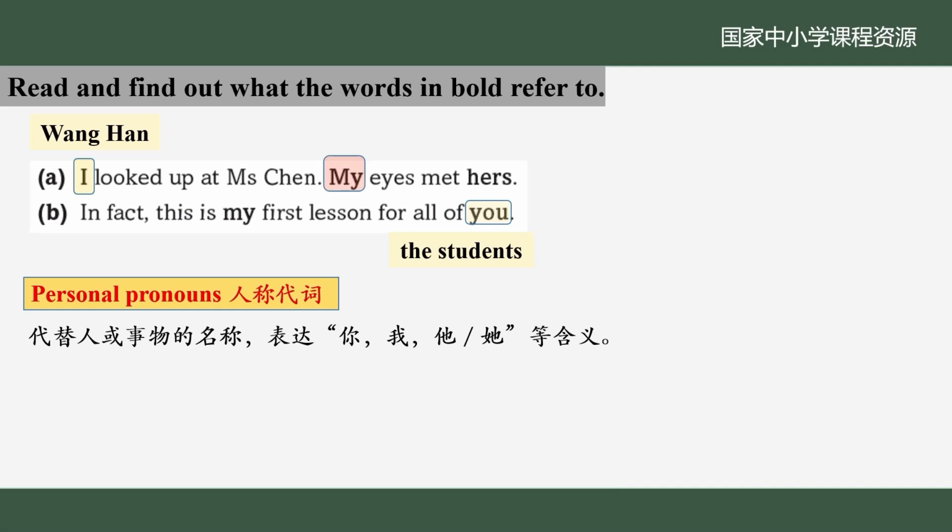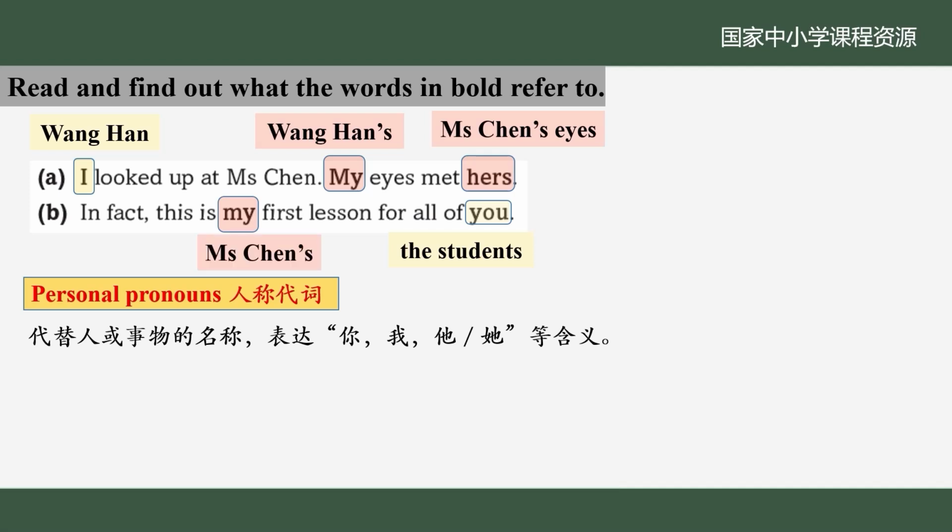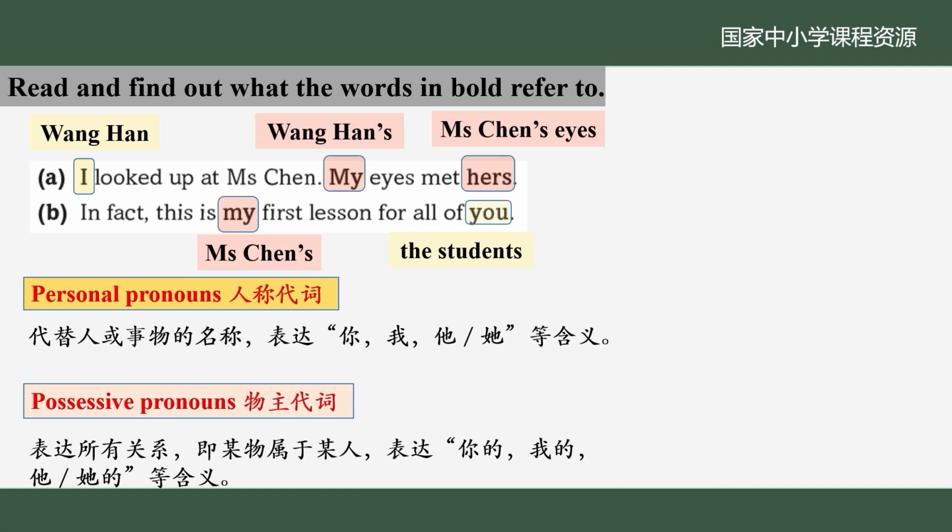in sentence A refer to? That's it. What about hers? Wonderful. What about my in sentence B? Great. Here, my and hers are possessive pronouns.